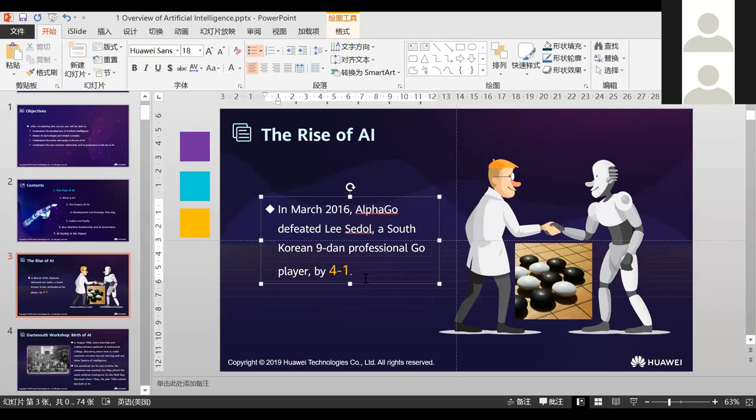Actually, in the last century, about the 1990s, machines had already surpassed human beings in some limited domains, like chess. Go and chess are both very popular board games. In 1997, Deep Blue, the AI from IBM, had already defeated the chess champion.